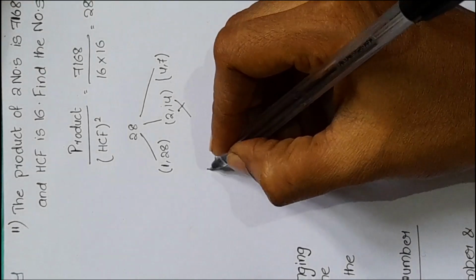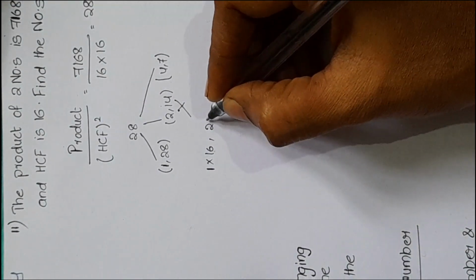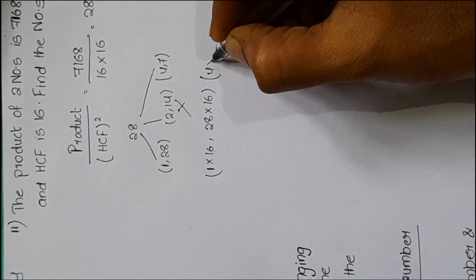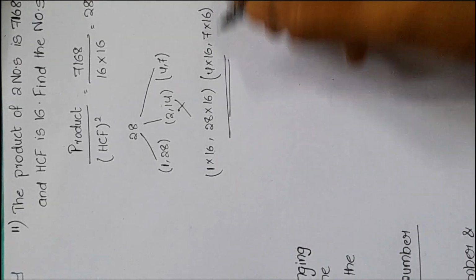Now to find the numbers, we should multiply the given HCF with the pair of numbers. So 1 into 16, 28 into 16 is one pair. 4 into 16, 7 into 16 is the second pair of numbers.